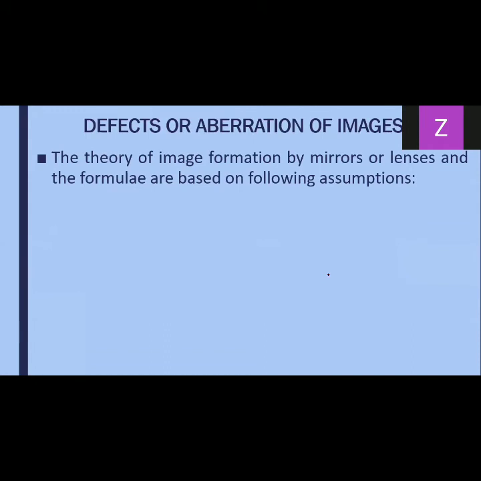So when we consider image formation, maybe by mirrors, maybe by lenses, we assume some things, or we assumed in lower standard some things. What are the assumptions which we have made? First one is about object and images, that they are situated very close to the principal axis. You know what the principal axis is? They are very close to the principal axis. That is one assumption which we have made.